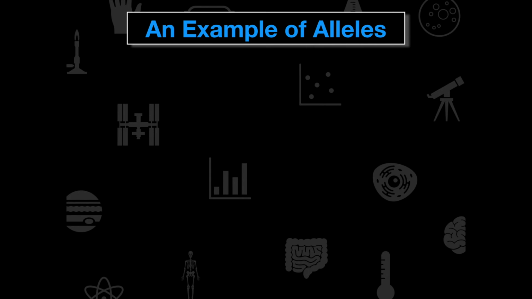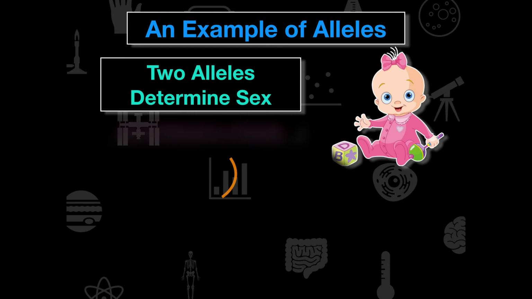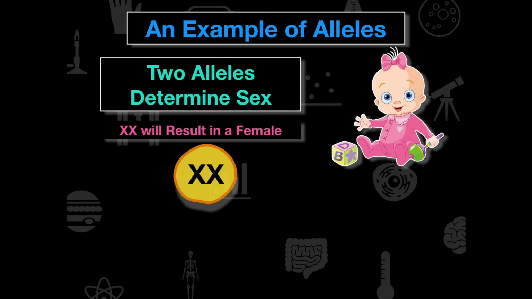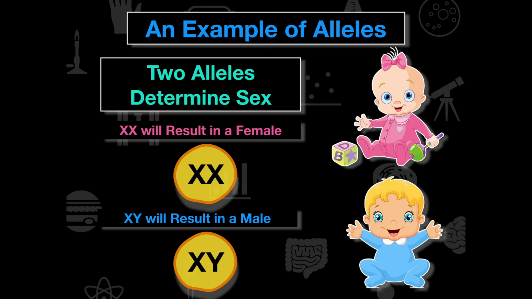So let's go through and look at an example of alleles. Well, let's say we are looking at the alleles that will determine sex of an organism. If you are a female, you have two X chromosomes, and this results in a female, whereas if you are a male, you're going to get an XY chromosome, which is going to result in a male organism. The difference between having XX or XY will influence the sex of that organism when we're talking about sexual reproduction in humans.